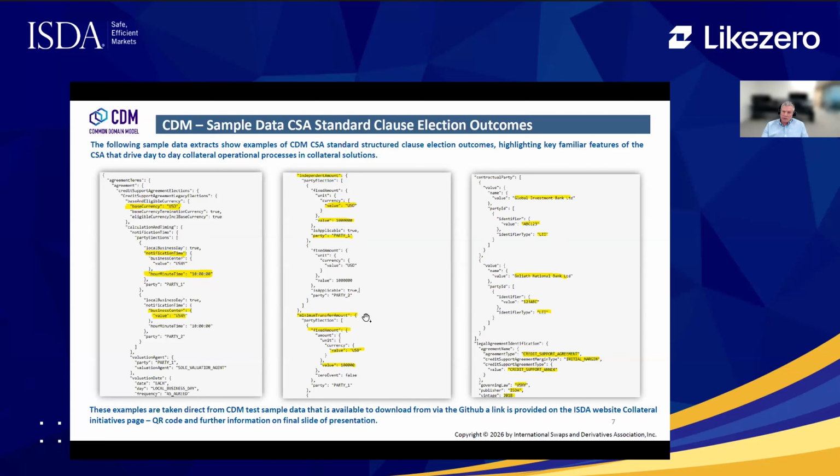And some of them are highlighted here, such as base currency, notification time, independent amounts and so on, minimum transfer amounts, counterparty details, and the far side here, including LEIs and details of the two parties of the agreement. And all of this is structured as standardized data, and these extracts are in a JSON format.